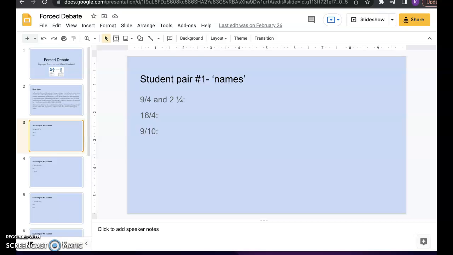And this is called a forced debate because there are two sides to a debate. And even though you may only have one answer, you both came to it somehow. So keep in mind what mixed numbers and improper fractions are, because you have to come to them somehow. You have to convert. You have to use visuals, numbers. So once this is over, we're going to play a Kahoot.